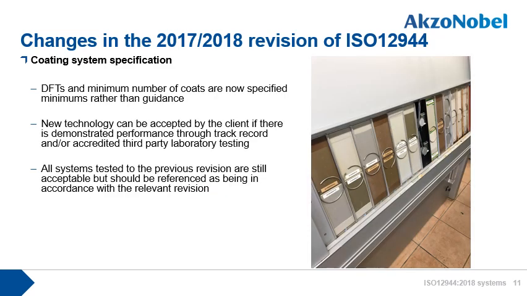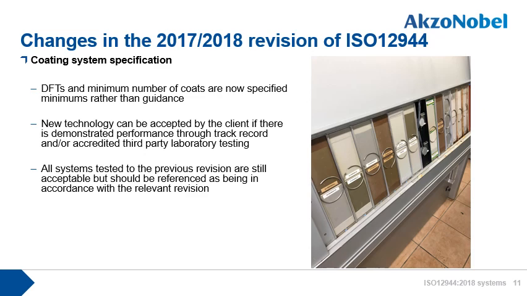Next, we move on to coating system specification changes. A few key points to highlight here. First is a change to specified minimums for dry film thicknesses and minimum number of coats. In the previous revision of the standard, these were a guidance, but now it has been changed to mandatory minimums.